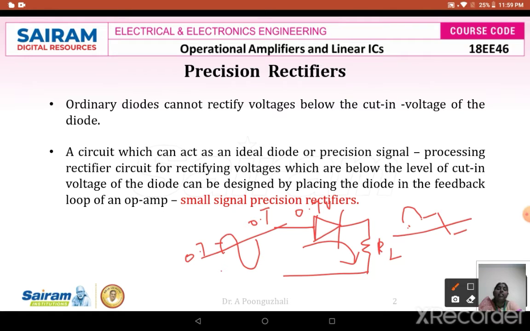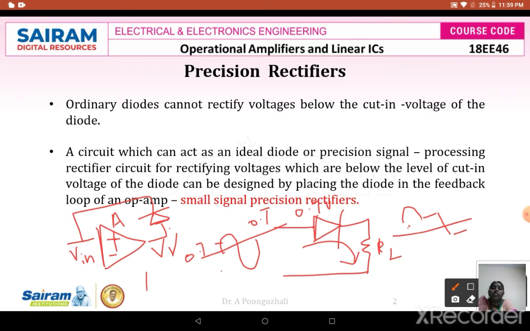That means we can place the diode in the feedback loop of the operational amplifier. By placing the diode in the feedback loop of the operational amplifier, we can use it as a small signal precision rectifier. Here this is your operational amplifier, and suppose I use it with positive or negative feedback. If my diode is used in the feedback path, the gain of the amplifier is A, the output voltage at this point is V gamma, that is the cut-in voltage of the diode, and here I have my V in voltage.